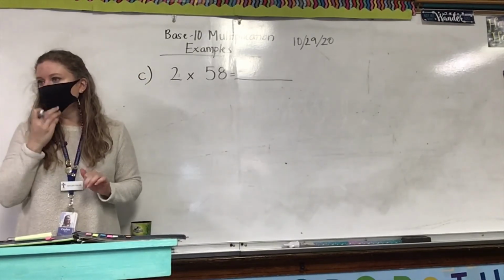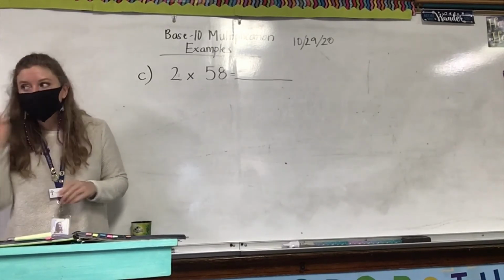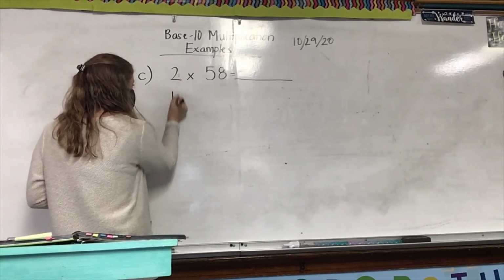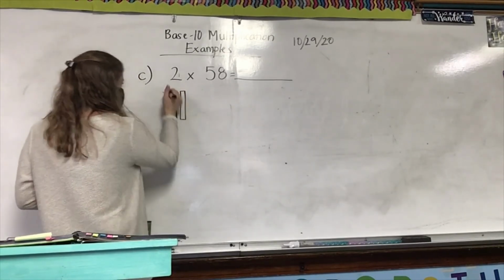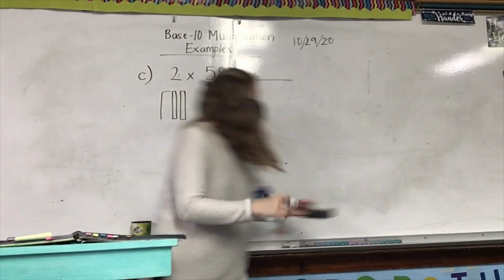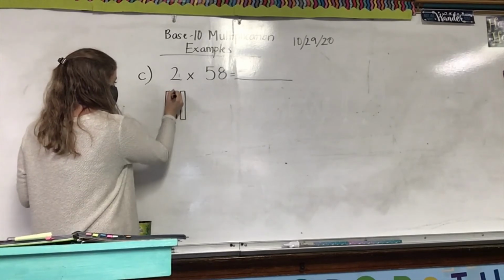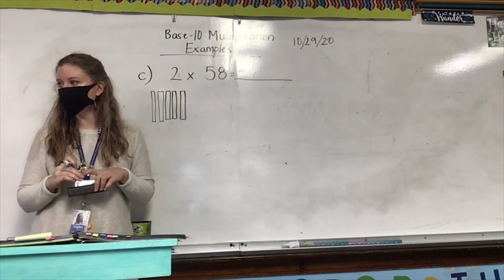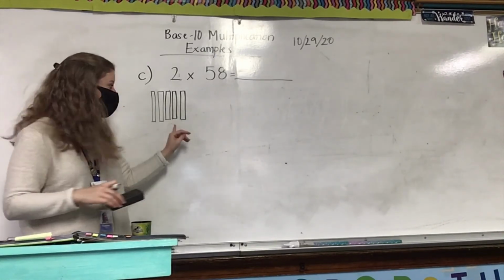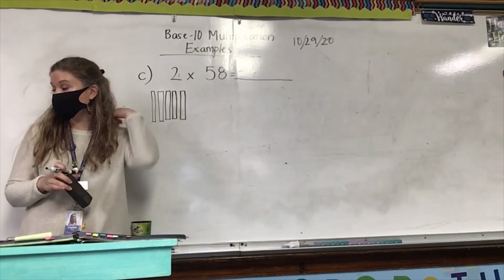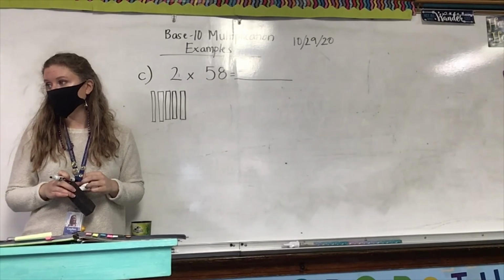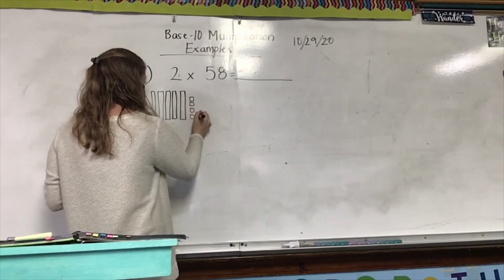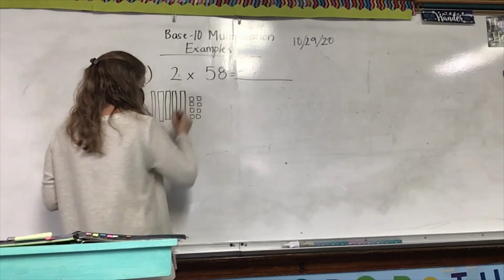Kingston, what's the very first thing that we do? Model 58. How do we model 58? 5 10 rods. 1, 2, 3, 4, 5. Okay. And so I have modeled my 50, but I need to model 58. So how do I show that this is 58? Eight ones. 1, 2, 3, 4, 5, 6, 7, 8. Okay, so I modeled 58.